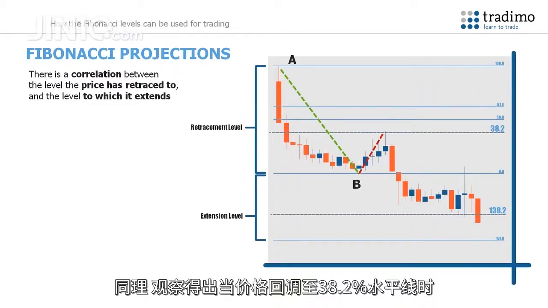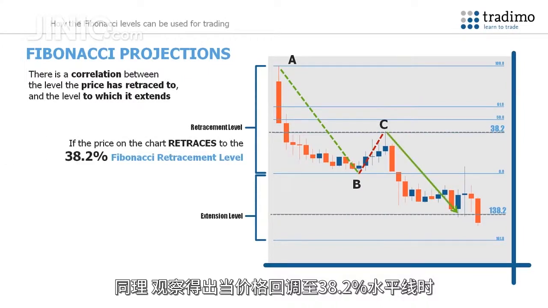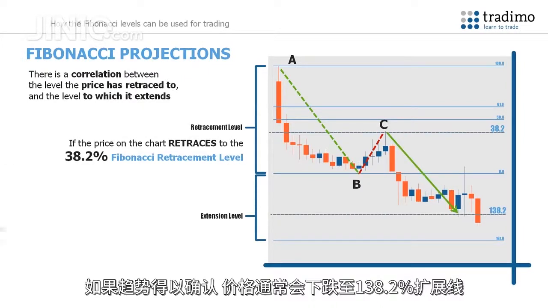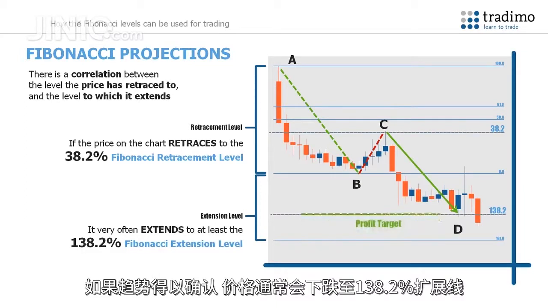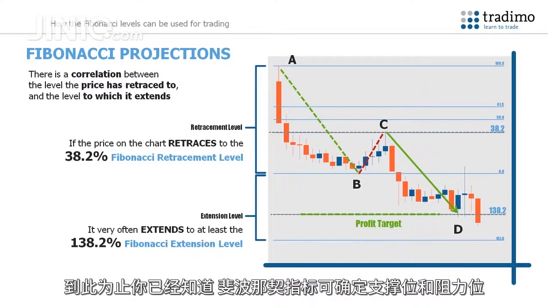Likewise, it has been observed that more often than not, when the price retraces to the 38.2% level, the price will reach the 138.2% extension level when the market is in a confirmed trend.